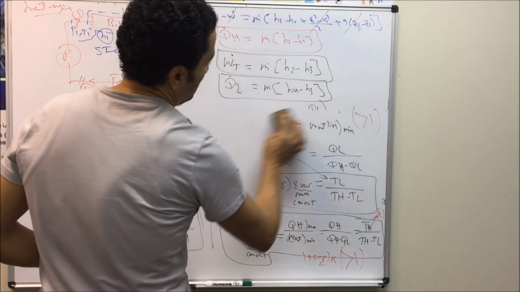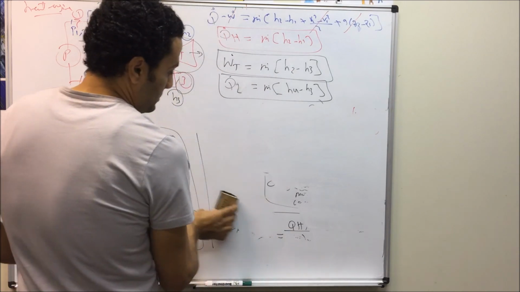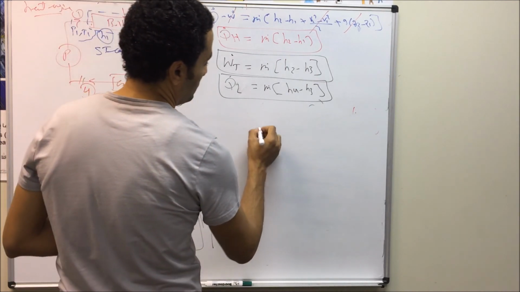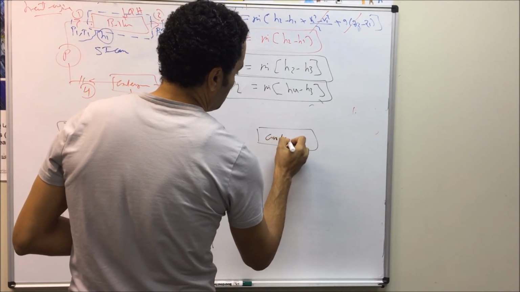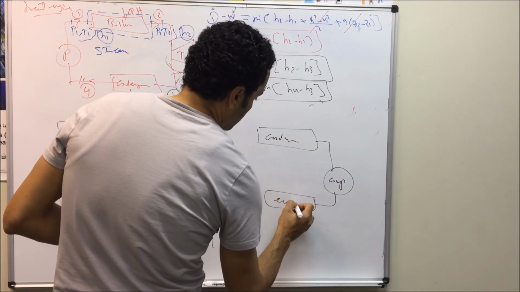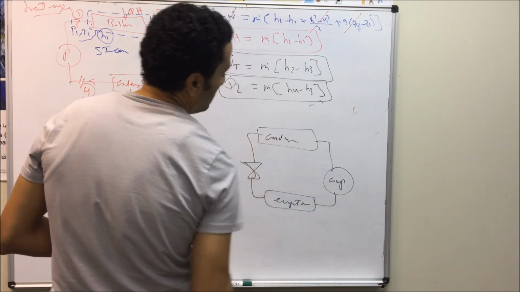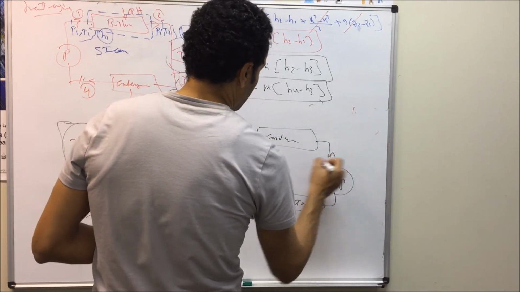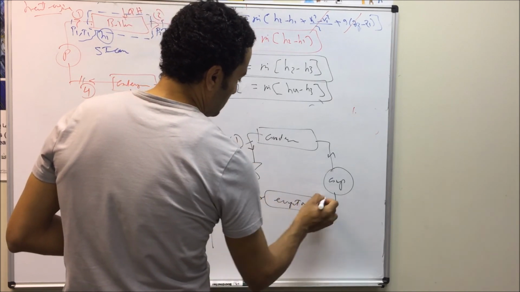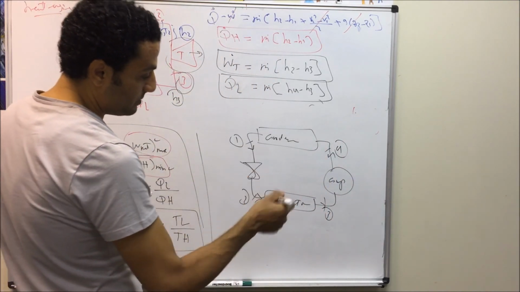In case of refrigeration cycle, the same concept is applied. Let's also draw the cycle. In this case we do have the condenser, here we do have the compressor, here we do have the evaporator, and here we do have the expansion valve, and the cycle is proceeding in this direction. Let's say this is point 1, this is point 2, this is 3, and this is 4.